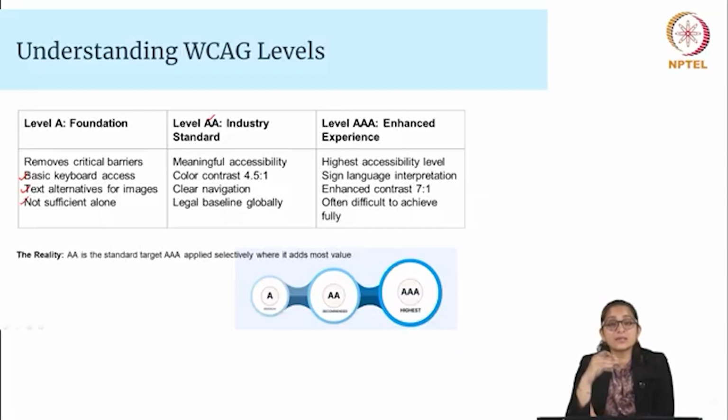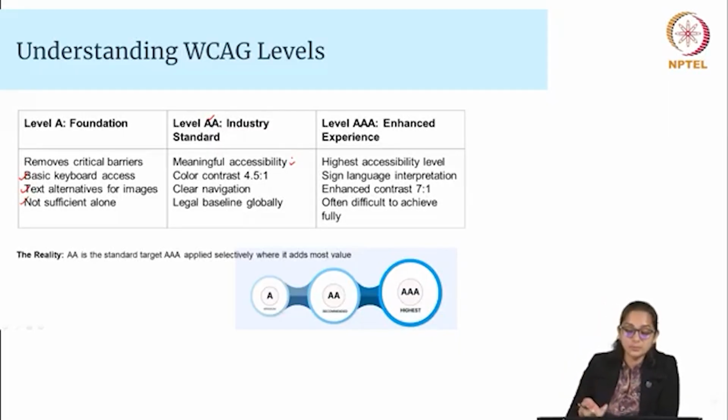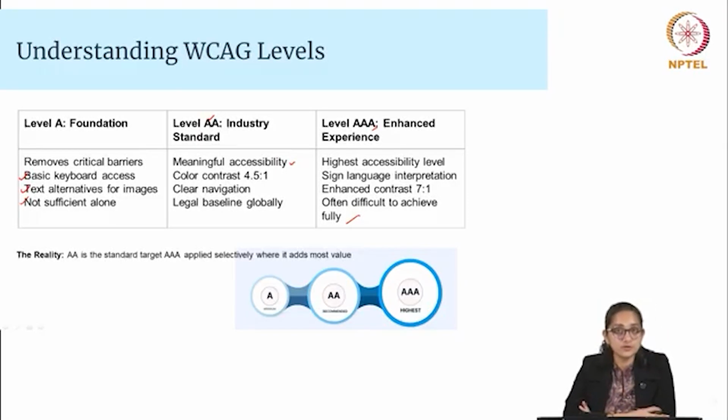Level AA is the industry standard, and it's also the legal standard in most countries. Meaningful accessibility can be achieved. Color contrast is 4.5:1, and it allows for clear navigation. It is considered the legal baseline globally. AAA enhances your experience to the next level. The highest accessibility level can be achieved, with sign language interpretation and enhanced contrast, but it is often very difficult to achieve fully.